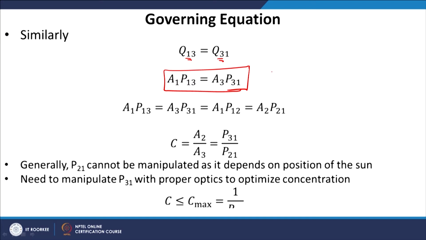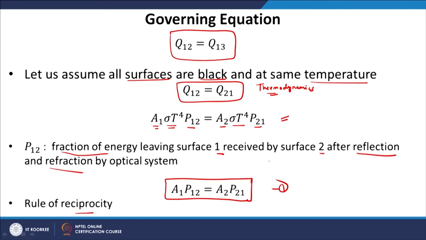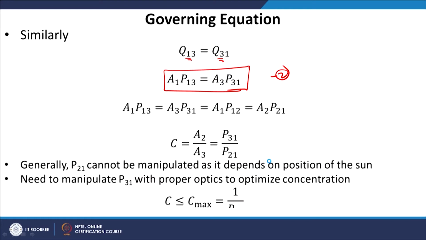And combining this equation, let us call this equation 2 and this as equation 1. So, combining 1 and 2, we get this relation A1 P13 is equal to A3 P31 is equal to A1 P12 is equal to A2 P21. Now, from this relation and this relation, we can write down concentration ratio C is equal to A2 upon A3 is equal to P31 upon P21.